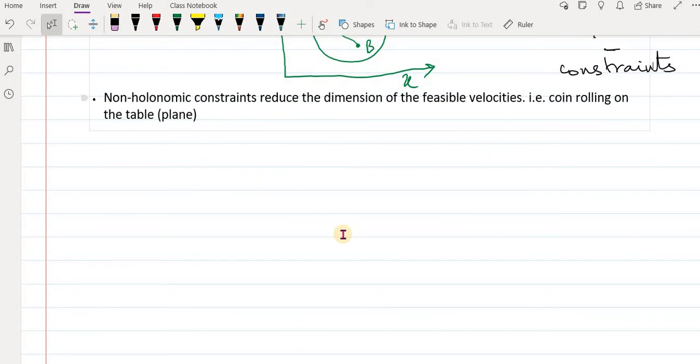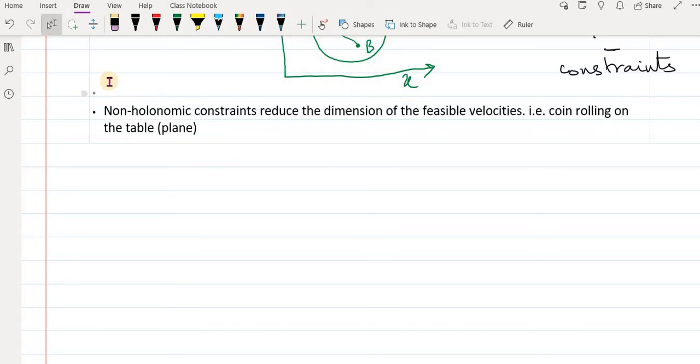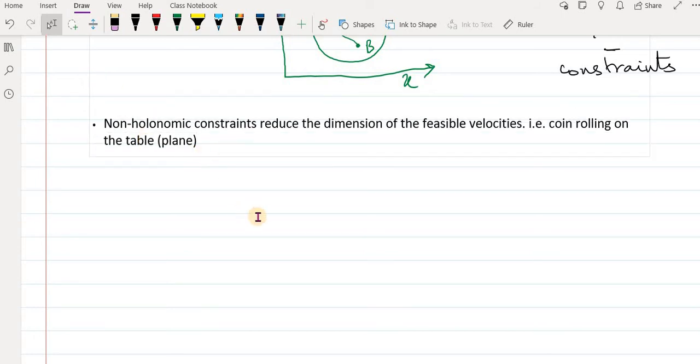The other types of constraints are called non-holonomic constraints, and they reduce the dimension of the feasible velocities. Okay. And the example is a coin rolling on the table or a plane. They are sometimes also called velocity constraints.